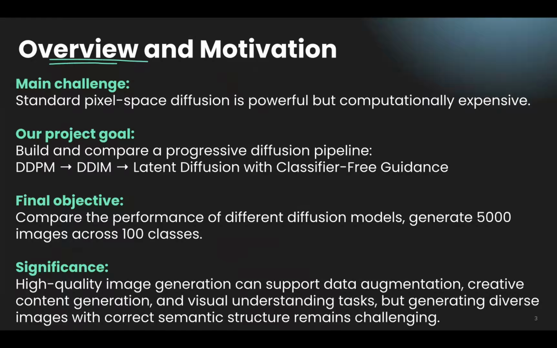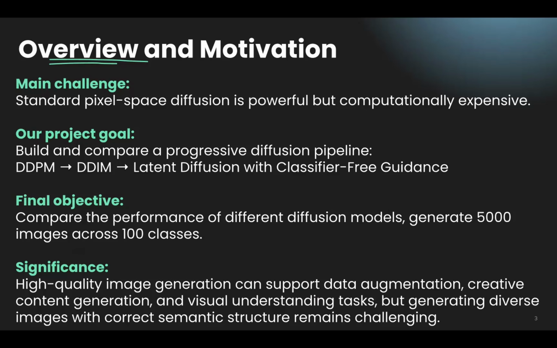To study this trade-off, we build a progressive pipeline. We start with DDPM as the baseline, then add DDIM for faster sampling. Next, we move diffusion into a latent space to reduce generation complexity. And finally, we add classifier-free guidance to improve the class control. Our final goal is to compare those diffusion variants and generate 5,000 images across 100 ImageNet classes.